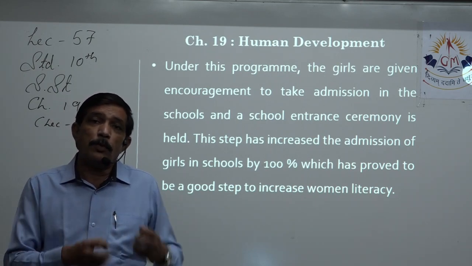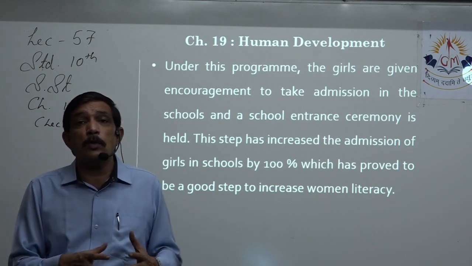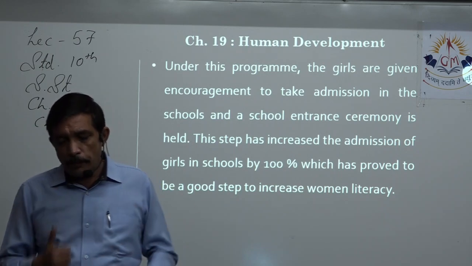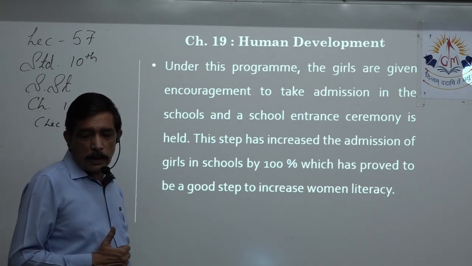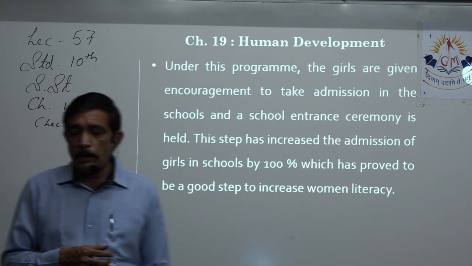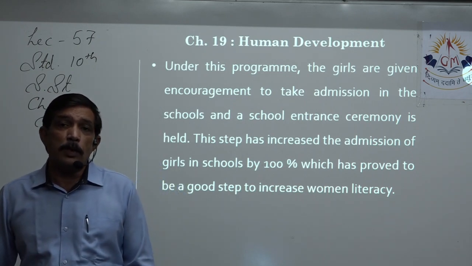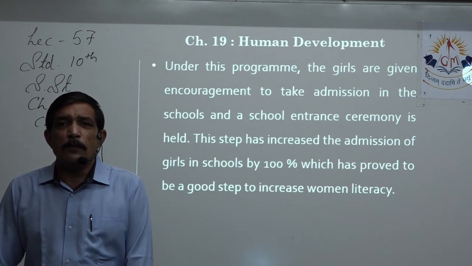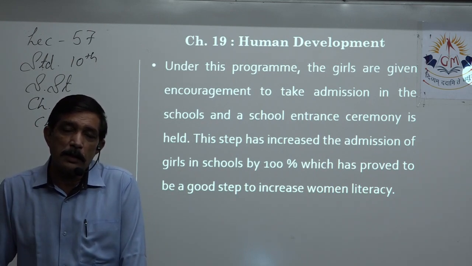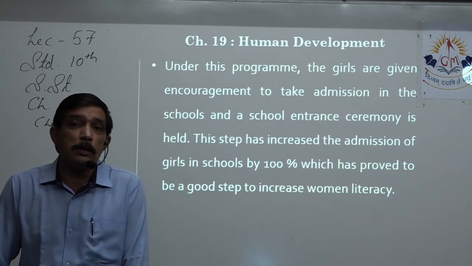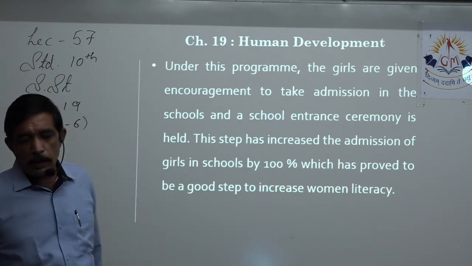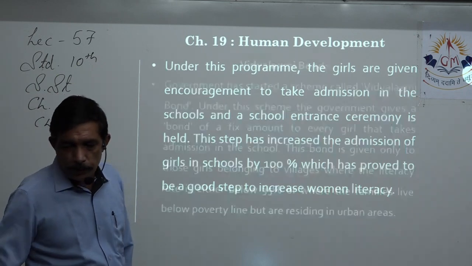They give free books, free school bags, uniforms, notebooks, pens, pencils, and all that stationery, so that girls are encouraged. So this step has increased the admission of girls in schools by 100%, which has proved to be a very good step in increasing women's literacy. We have been able to reach 100%. That means even if 100% is not true, say 90% is true, 10% is still left out, but 90% of the girls are reached and they are coming to school. So this is a very good step taken by the government to increase women's literacy.